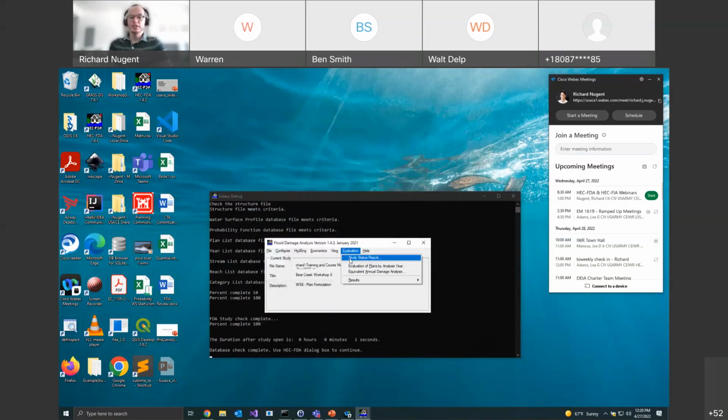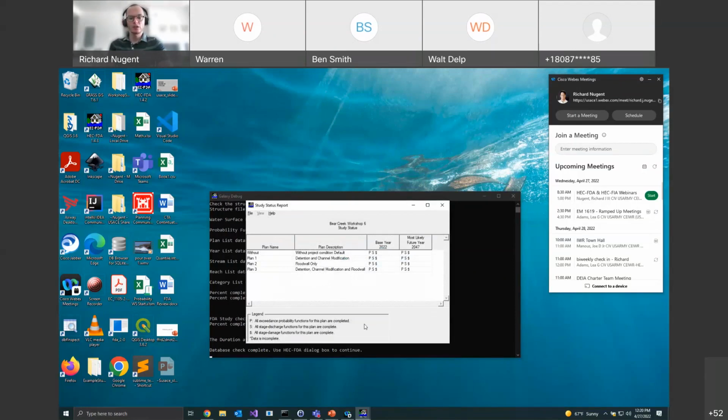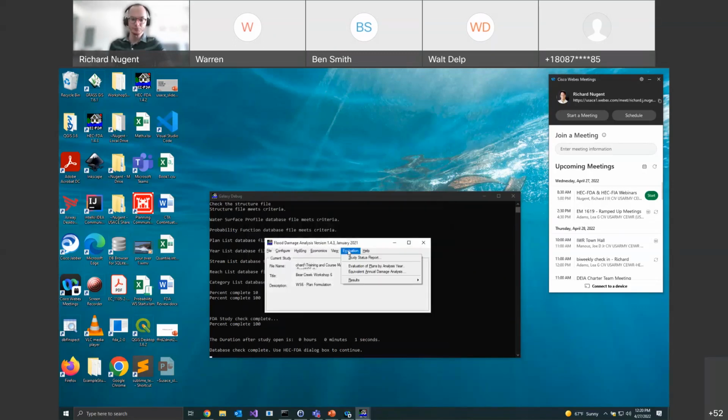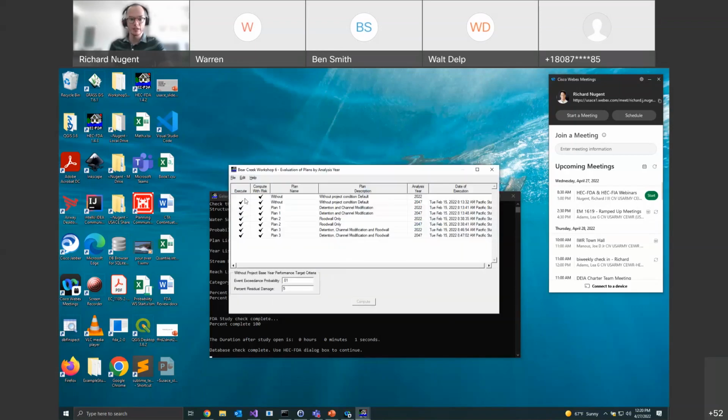We can check under evaluation study status reports to make sure that all of our exceedance probability functions for each of the plans are complete, represented by a P, that all of the stage discharge functions are complete, represented by an S, and that all of the stage damage functions are complete, represented by a $ sign. If there were an asterisk, that would tell us that one of the functions is incomplete, and we need to complete that function before we can compute expected annual damage. If we see that all of our functions are complete, then we can go to evaluation of plans by analysis year, and we can compute expected annual damage.